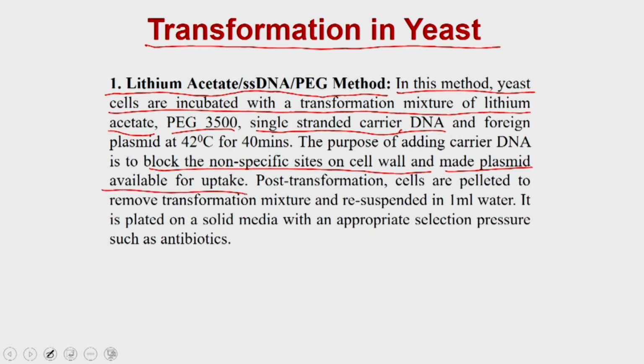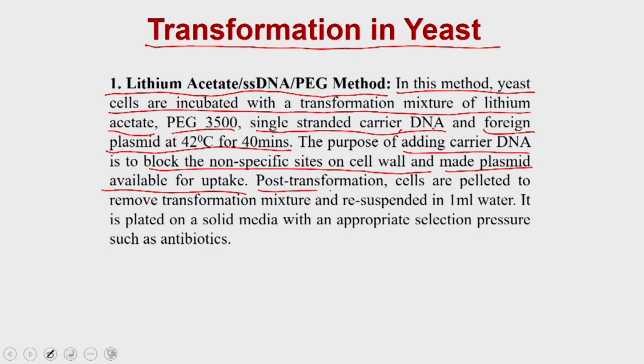Which means that you are adding the carrier DNA simply because you do not want your foreign DNA, or the foreign plasmids that you are adding for the transformation, to be consumed. So, what you do is you incubate the yeast cells in a transformation mixture which contains lithium acetate, PEG 3500, single-stranded carrier DNA, and foreign DNA at 42 degrees Celsius for 40 minutes, and that will allow the uptake of these plasmids into the cell.